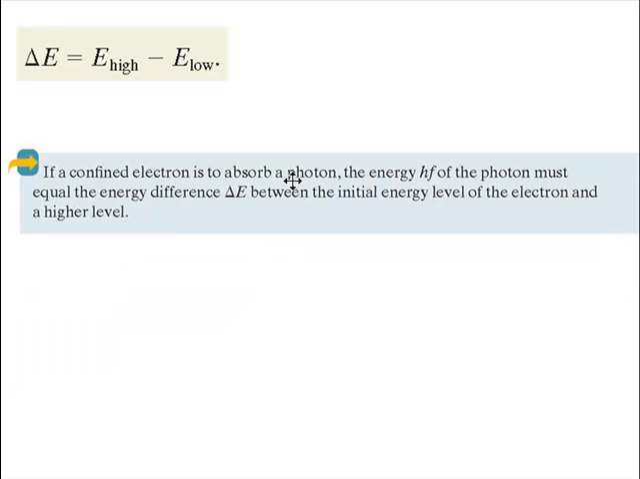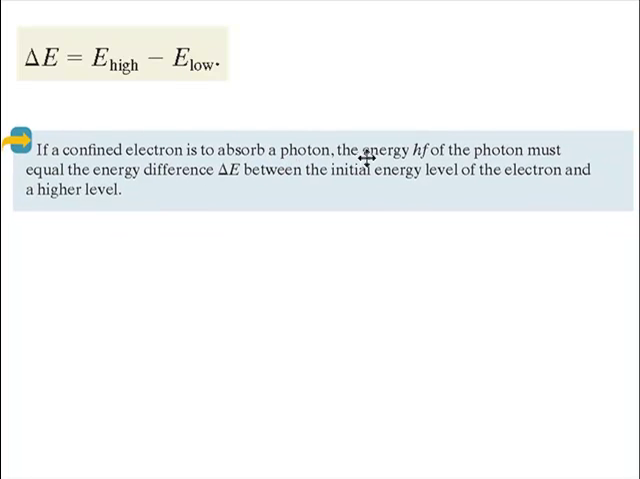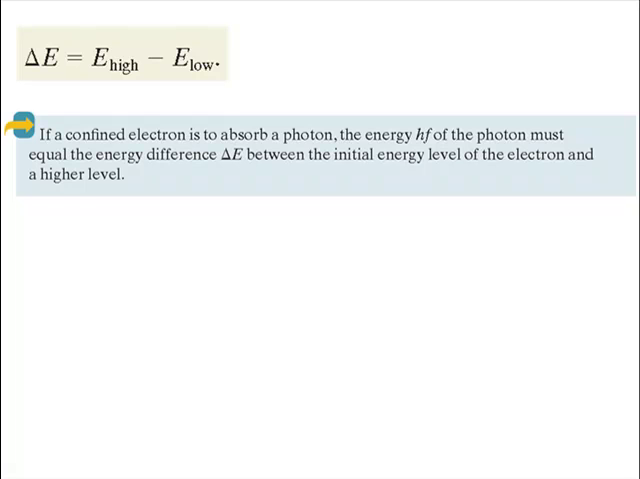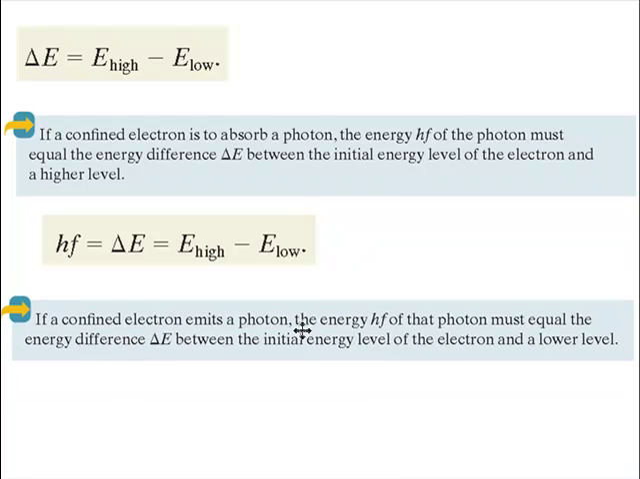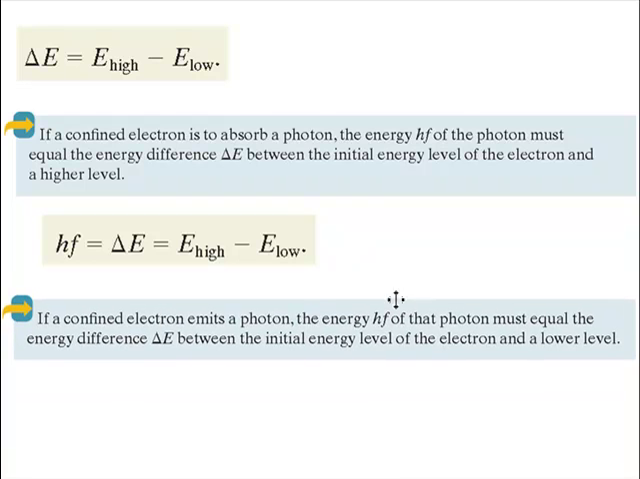So if a confined electron absorbs a photon, the energy of that photon has to equal the energy difference, because it has to be just the right amount of energy for the electron to take that energy and jump from the lower energy level up to the higher energy level. That means that Planck's constant times the frequency has to equal that change in energy. The same is true for a photon that's emitted when the confined electron drops down from a higher to a lower energy level. The energy, h times the frequency of that photon, will equal the energy difference between the two states.